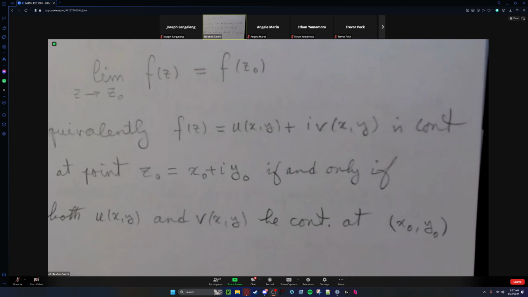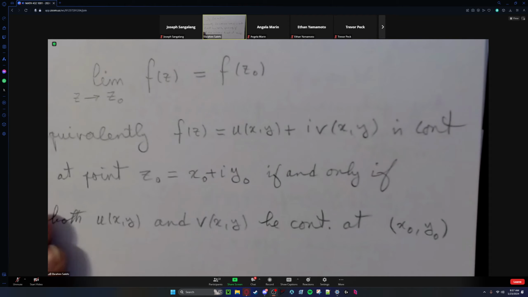So we took care of limit and continuity for functions of complex variables. Limit and continuity go to their real part and imaginary part. Any comment, any question? All right, I don't see any question. I will continue.